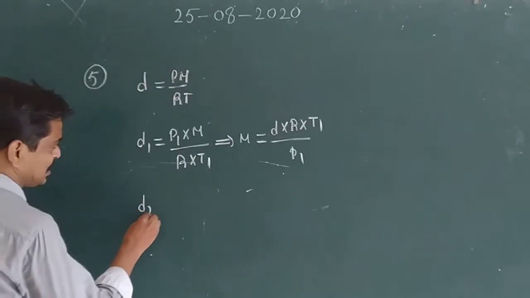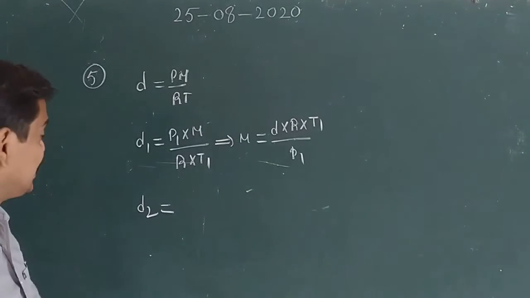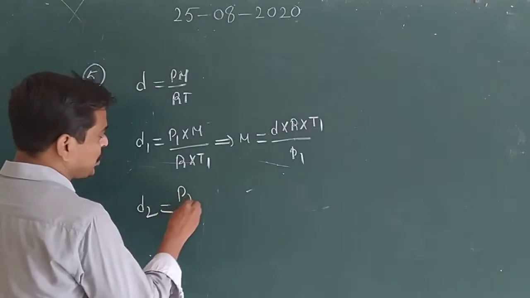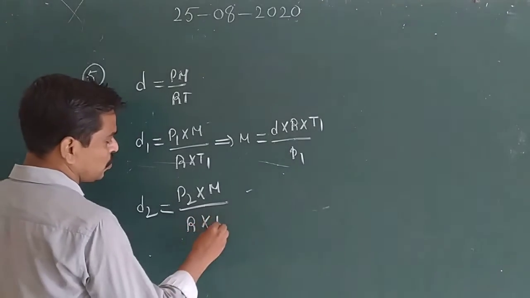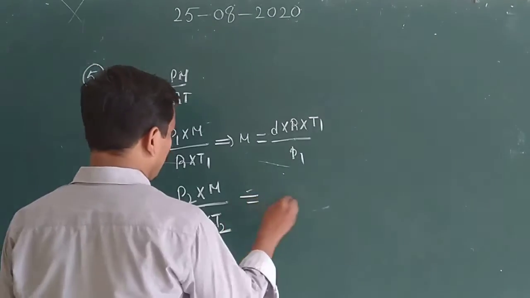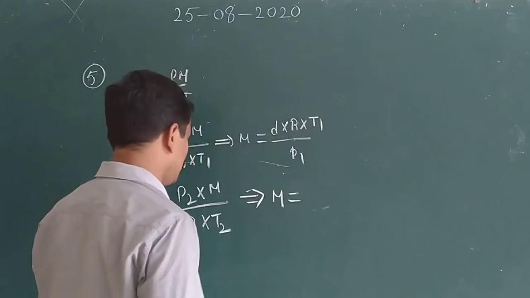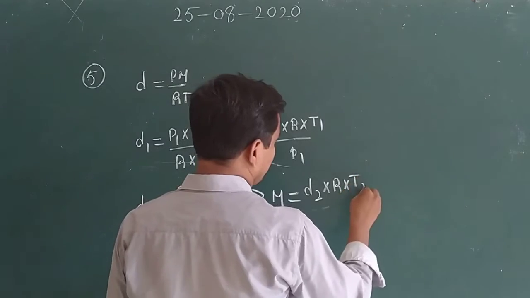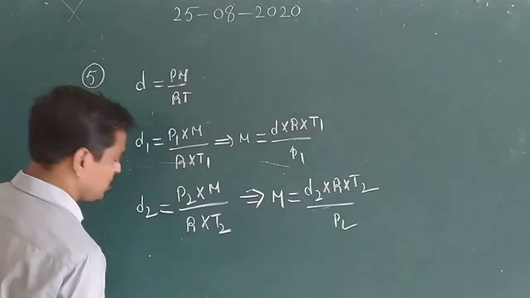Next, students, the second gas, D2. In the second case he is asking what its density will be at STP. Density at STP, I am considering D2, is P2 into M by R into T2. Now come to my point, students. In both cases the gas remains the same, so M is equal to D2 into R into T2 by P2.